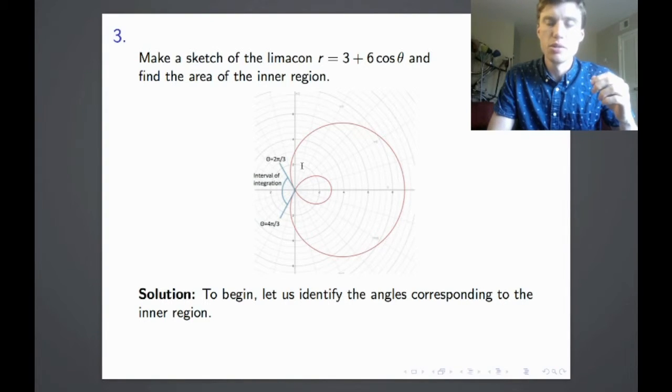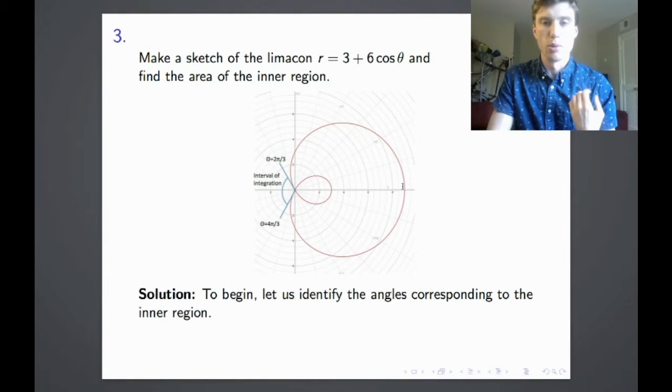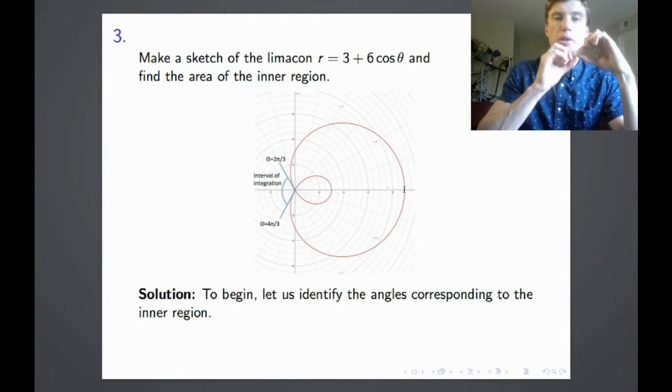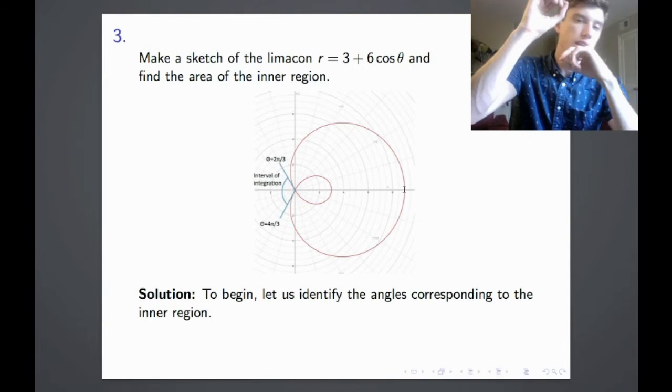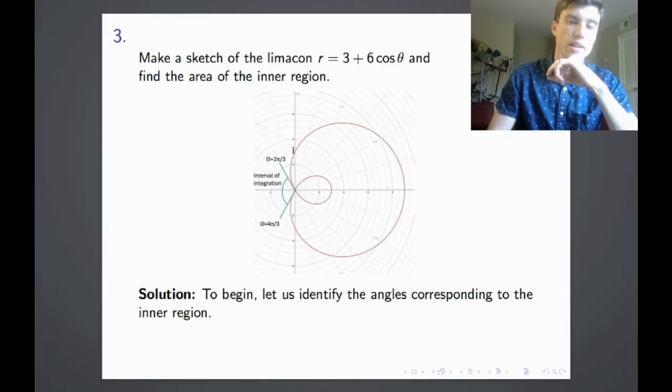So at theta equals 0, cosine of theta is equal to 1, and r is equal to 3 plus 6, or 9. So we have our angle 0, we go out 9, and we draw this point here. Then at pi over 2, cosine theta is 0, so we're going to go up from the origin 3 plus 6 times 0, which is just 3. So that corresponds to this point here.